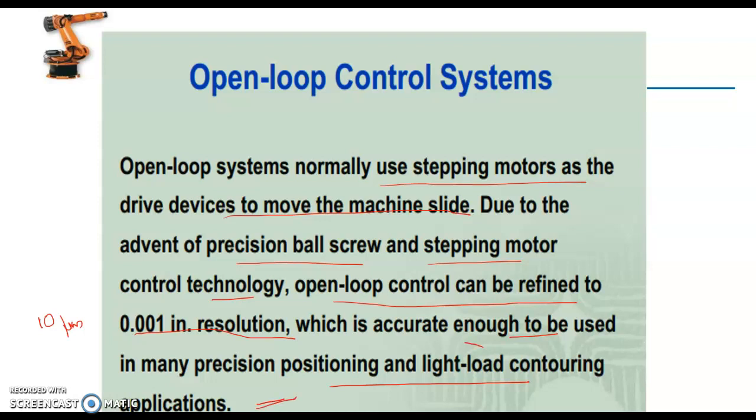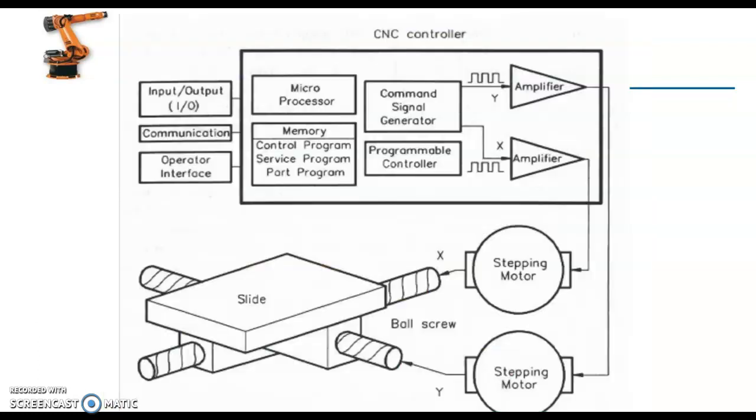So the highlight is that this system is used for light machining applications, because stepping motors are of smaller capacity, so they can take only light loads. That is the main disadvantage of these kinds of systems.